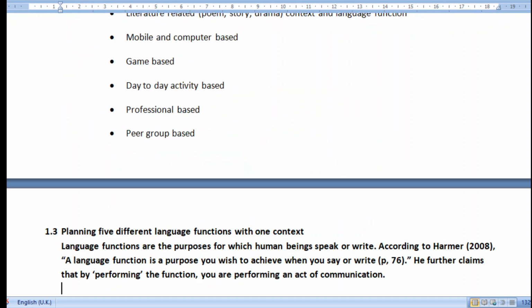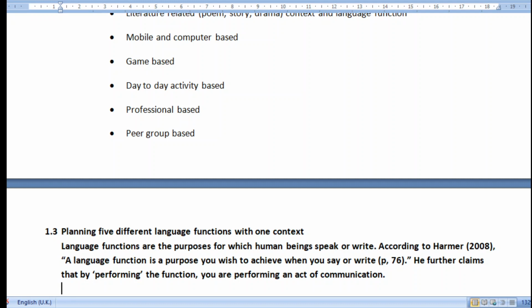So now look here, professional based. That means sometimes we may see questions on this activity in our grade 10, 11, or 12 English books, professional based. That means if you are a teacher, that is the profession. If you are a doctor and you have got a patient, how you deal with the problem of the patient, that is professional based. That is also a real life one.